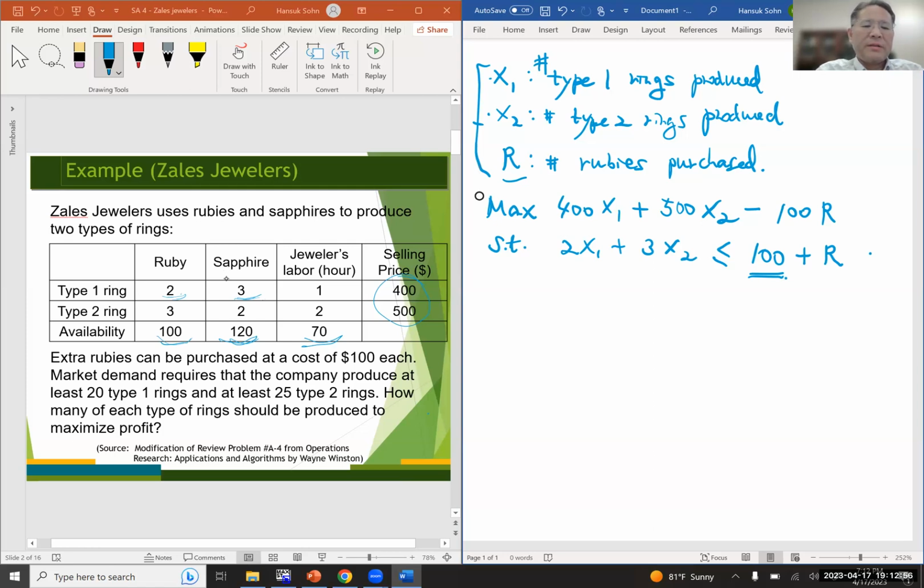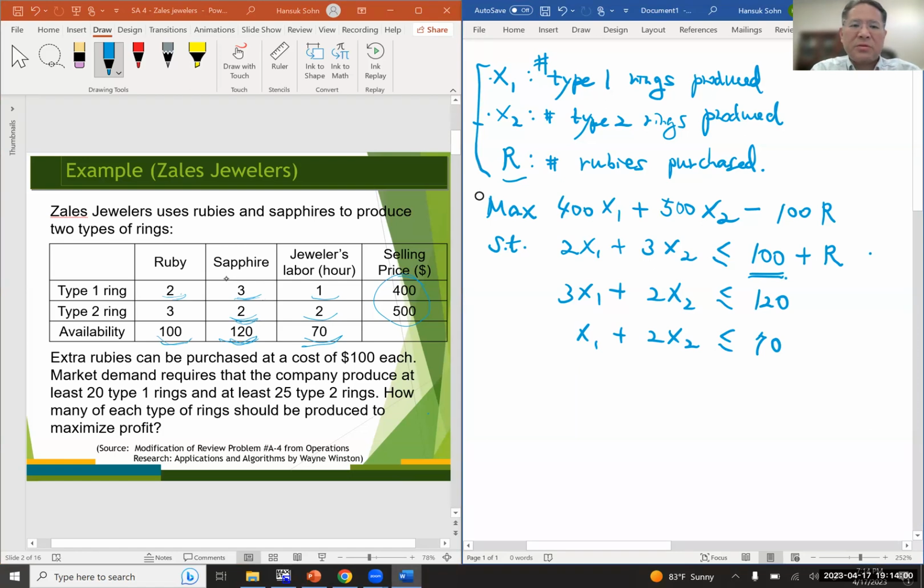And the next one is sapphire. 3 sapphires are used for a type 1 ring, and 2 sapphires are used for a type 2 ring, right? So that's going to be 3 x1 plus 2 x2, and only 120 sapphires are available, so it has to be less than or equal to 120. The next constraint is for labor hours. It's going to be x1 plus 2 x2, because only 1 hour is required for producing a type 1 ring and 2 hours for a type 2 ring. But there are only 70 hours available, so it has to be less than or equal to 70.